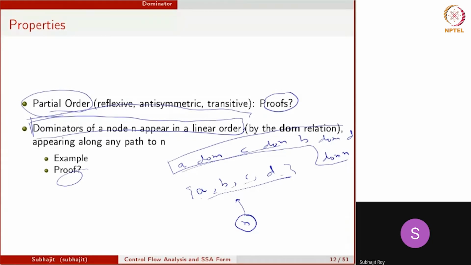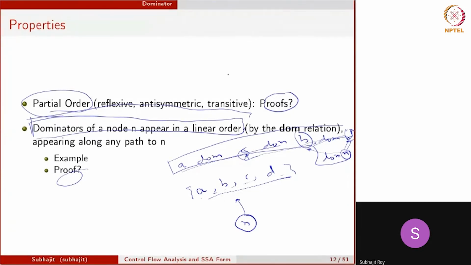right? So now for every node, I can find out what is the closest dominator to it. For example, for node N, D is the closest dominator. B is also a dominator, but to reach B, I have to first go through the dominator D, only then can I reach B. C is also a dominator, but then I have to go through B, D, and only then can I reach C.